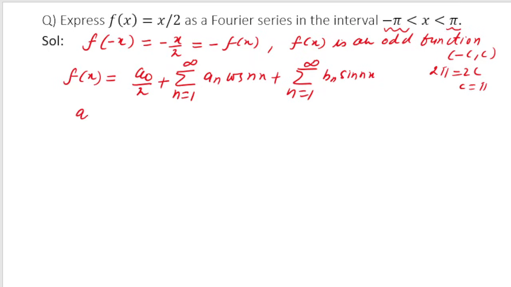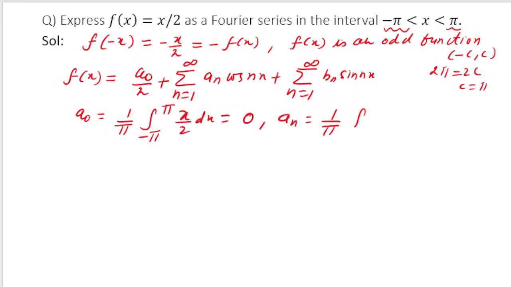So let us calculate what a naught is. A naught will be 1 by pi, limit of integration is minus pi to pi, and f of x is x by 2 dx. Now this is an odd function, so this will become 0, right? And what will be an? So an will be 1 by pi, limit of integration minus pi to pi, and f of x is x by 2 cos n pi x by c, so that is cos nx dx. Odd function into even function, so this is an odd function, and integration of an odd function from minus pi to pi will be equal to 0.